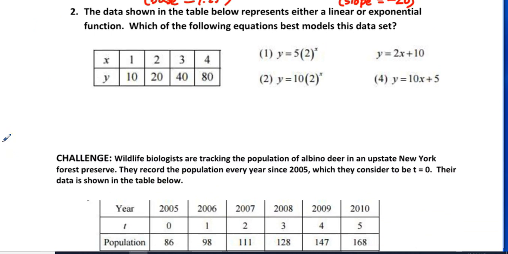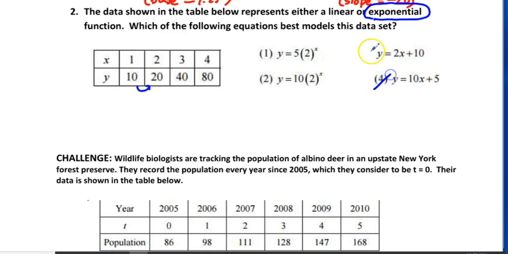Example 2, it says, all right, do we have a linear or an exponential, and then which one is the best model? Well, you've got to look at your data. Why don't you take a moment to do that and see what your choices are. I hope you paused and thought that through. Well, they're not going up by the same amount each time, right? It's not a common difference. If I do 20 minus 10, it's not the same as 40 minus 20. So I've got a multiplier here, so it's clearly going to be an exponential. So cross out two choices that right away you can tell aren't exponential.